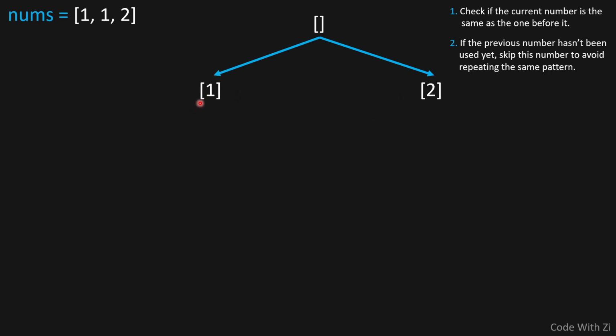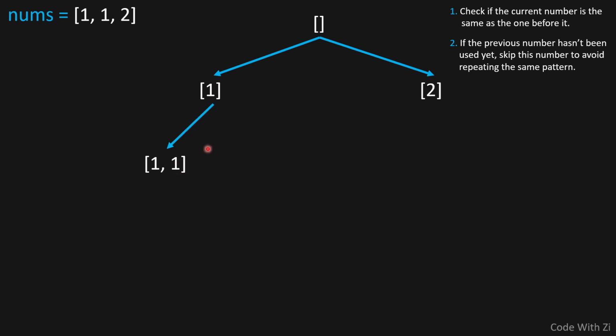We're going to be like, all right, we've already used this 1 that we have here, and we want to add this one because we want to explore our options, right? So we're going to ask ourselves, is the current number the same as the one before it? Well, yeah, 1 is equal to 1, right? Because this is true, we're going to check the second part and we're going to say, if the previous number has not been used, skip the current number. Well, the previous number is 1 and it has already been used, so we're not going to skip. We're going to only skip if the previous number has not been used. So we're going to have 2 ones.